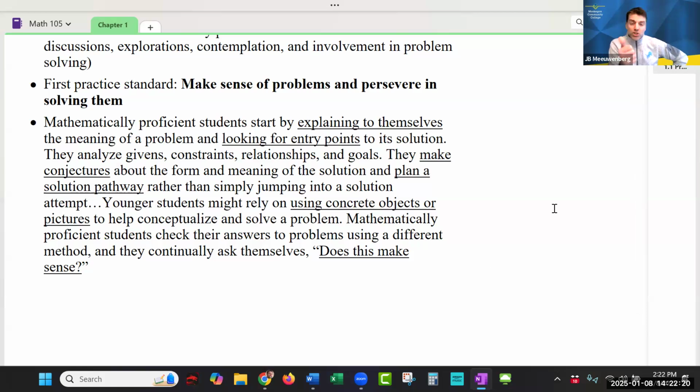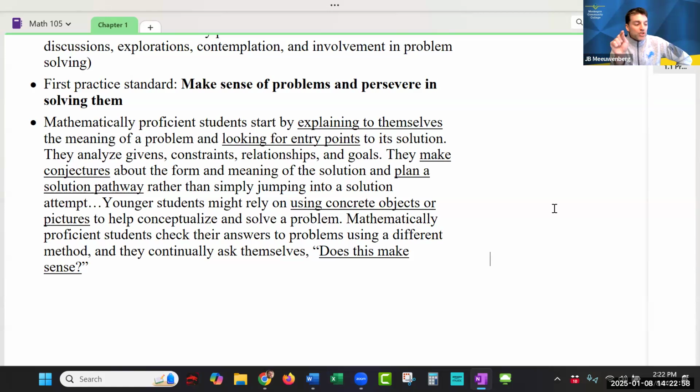Mathematically proficient students start by explaining to themselves the meaning of a problem and looking for entry points to its solution. They analyze given constraints, relationships, and goals. They make conjectures about the form and meaning of the solution and plan a solution pathway rather than simply jumping into a solution attempt. Younger students, elementary students, might rely on using concrete objects or pictures, like your manipulatives that you're going to be using, to help conceptualize and solve a problem.